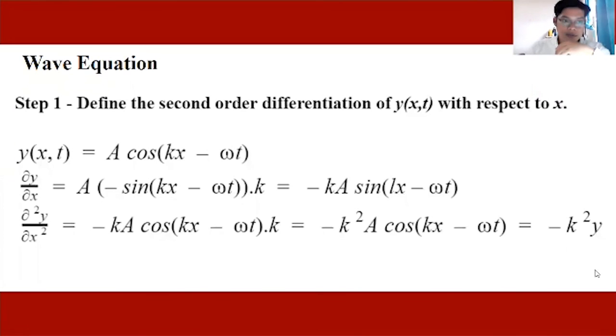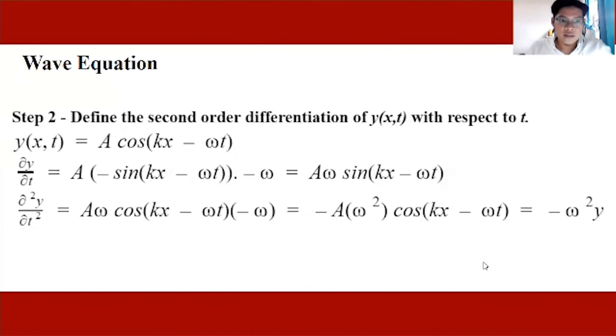Okay, so for the first step, we need to define the second order differentiation of a function y with variable x, t with respect to x. So the first derivative, we will get negative kA sin of the bracket of kx minus omega t, while the second derivative, we will get negative k squared times y.